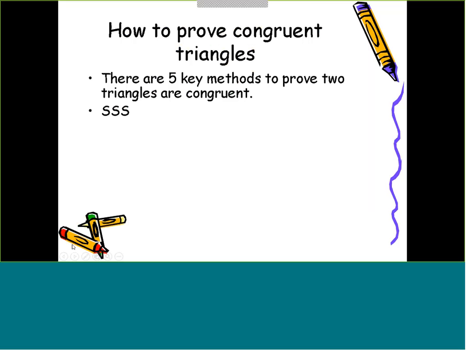You only need to know that all 3 sides are congruent to all 3 sides of another triangle. Or you can know just a side, an included angle, and another side. Or an angle, then an included side, and an angle. Or angle, angle, side, or hypotenuse, leg. We'll focus on the first 2: side, side, side, and side, angle, side.